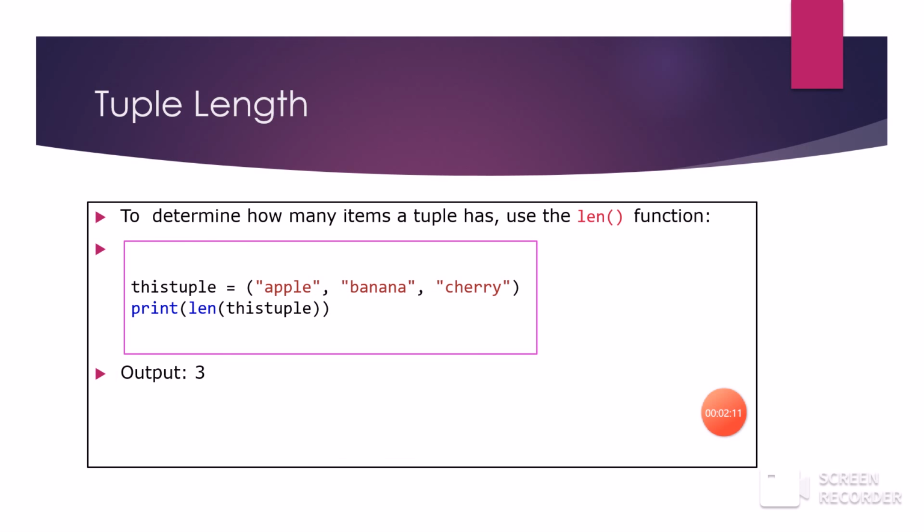Now the next one is tuple length. To determine how many items a tuple has, we use the len function. In the program we can see this tuple is equal to apple, banana, cherry, and when we write print len of this tuple, the output will be the length of the tuple. We can see there are 3 items, so the output will be 3.